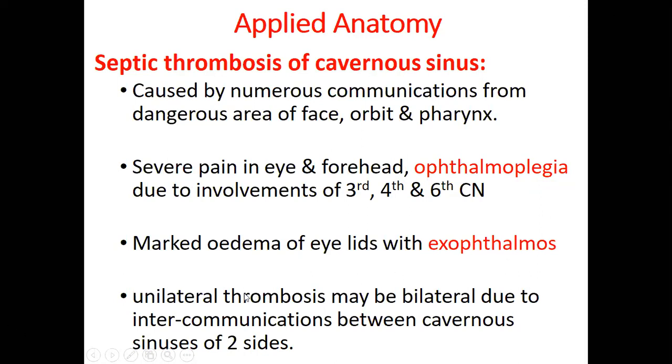Now, infection from one cavernous sinus may spread to the other cavernous sinus as there is communication between the right and left cavernous sinuses through anterior and posterior intercavernous sinuses. So if there is infection of the right cavernous sinus, it may spread to the left cavernous sinus also. That is called bilateral septic thrombosis of the cavernous sinus. So unilateral thrombosis may become bilateral because of communication by the anterior and posterior intercavernous sinuses.